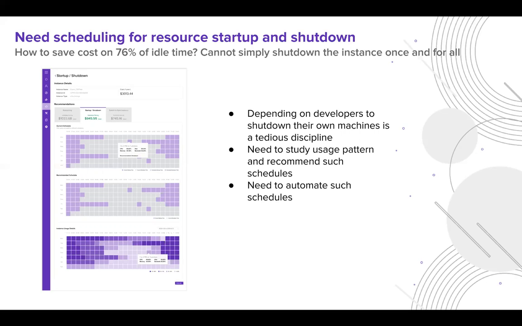So with Aquila Clouds, we study all of your instances, know their usage patterns, and then we make recommendations to you so that you can easily just apply that recommendation on your schedule. And then we will schedule the start and shutdown for you according to what you choose at the end. So this is another automation that will save you 76% of your cost on the non-production environments.